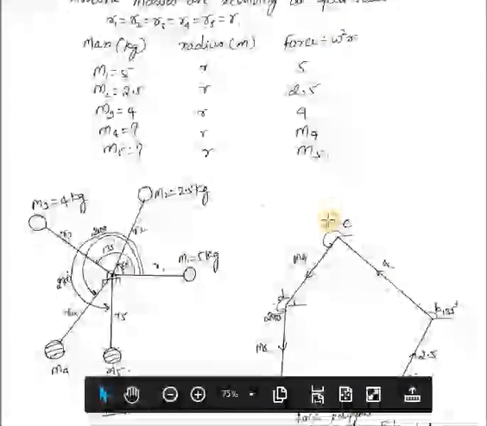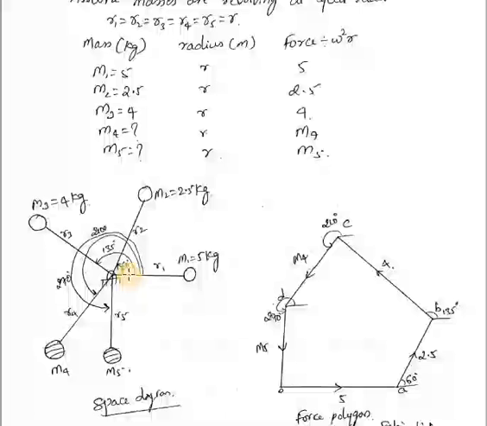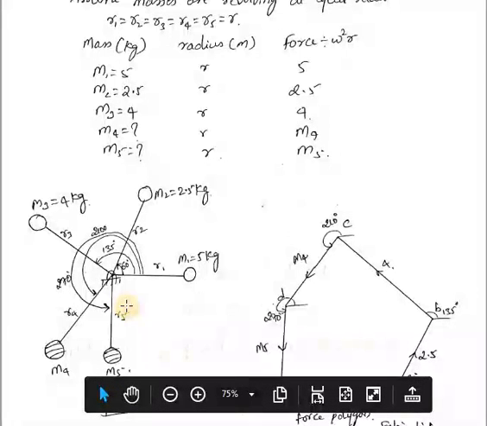After that you need to construct the space diagram. So M1 is along the horizontal plane, and for M2 he has given the angle as 60 degree. For M3 he has given 135. For M4 with respect to M1 it is 210 degree, and for M5 he has given the angle as 270 degree.